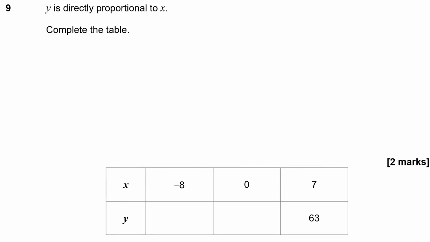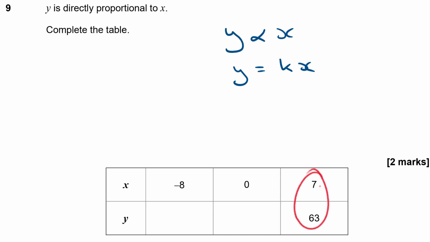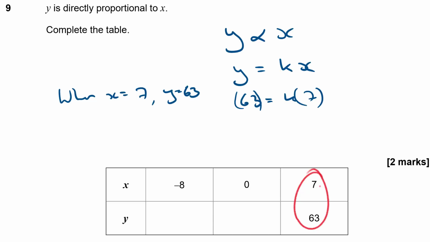Question 9. We're told that y is directly proportional to x, and we've been asked to complete the table. Now, if y is directly proportional to x, then y is going to be equal to k lots of x. k is some constant that we can find. Now we've got a pair of values that go together here. When x is 7, y is 63, so let's sub those in. So 63 is equal to k lots of 7. So that makes k equal to 63 divided by 7, which is 9.